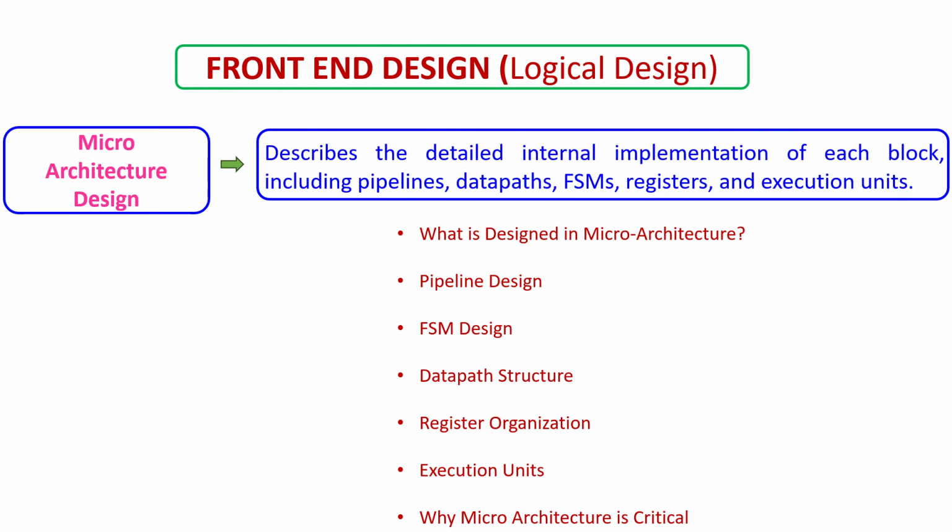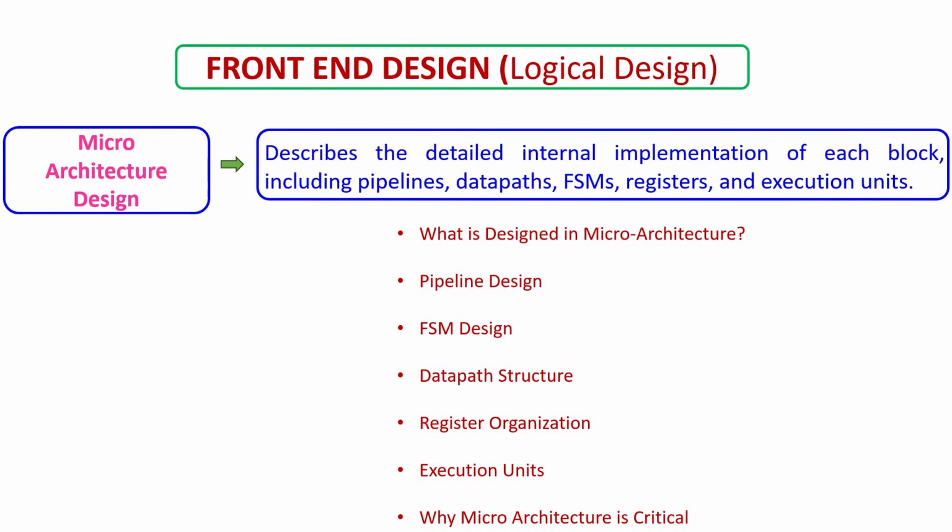Then next, what happens in the pipeline design? Pipeline design decides the number of stages and balances speed versus complexity, handles hazards and stalls, and improves throughput. What is happening in the FSM design? FSM is the brain controlling the data path. It defines state transitions, controls data movement, manages operational flow, and handles conditions and decisions.